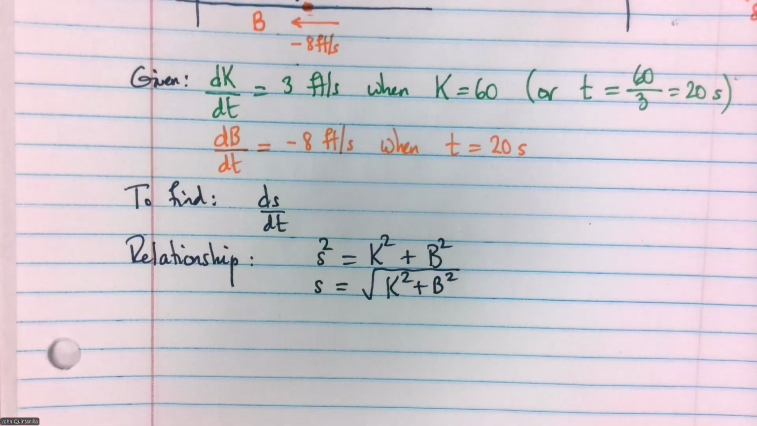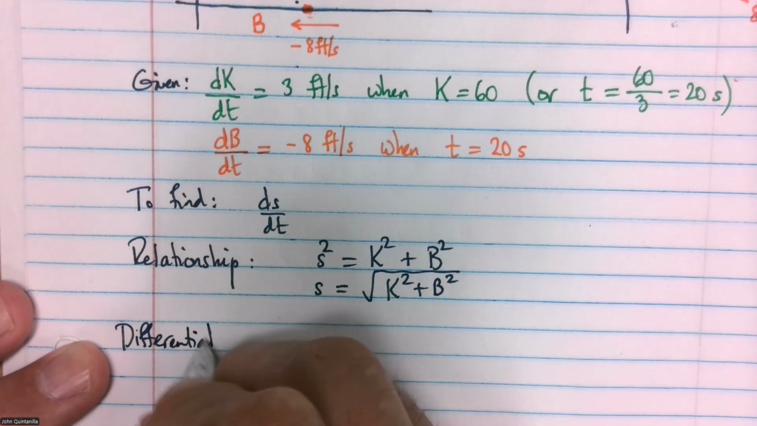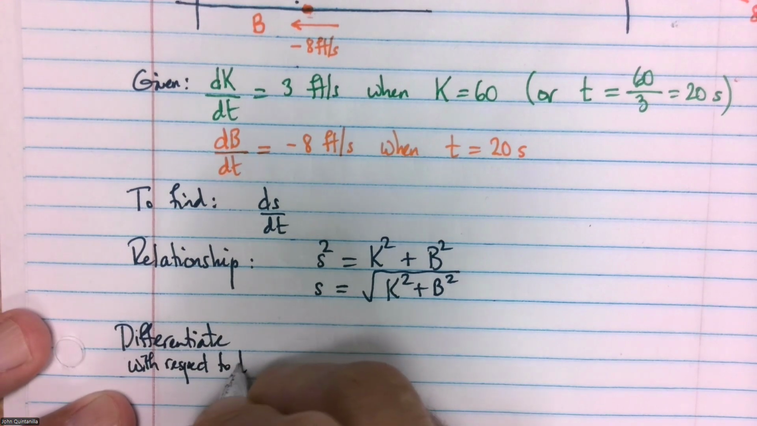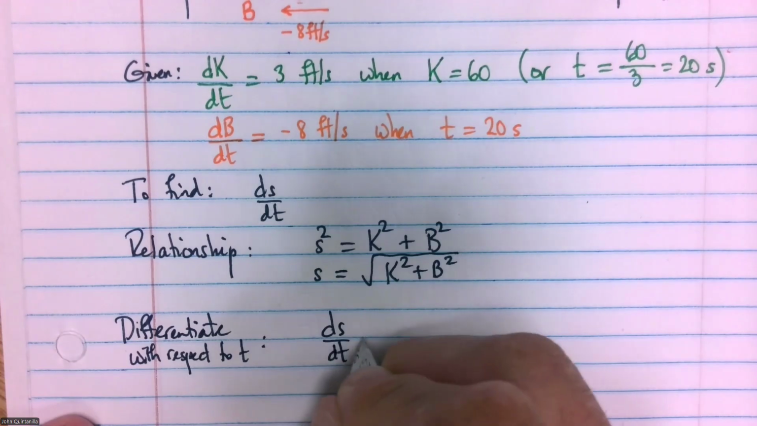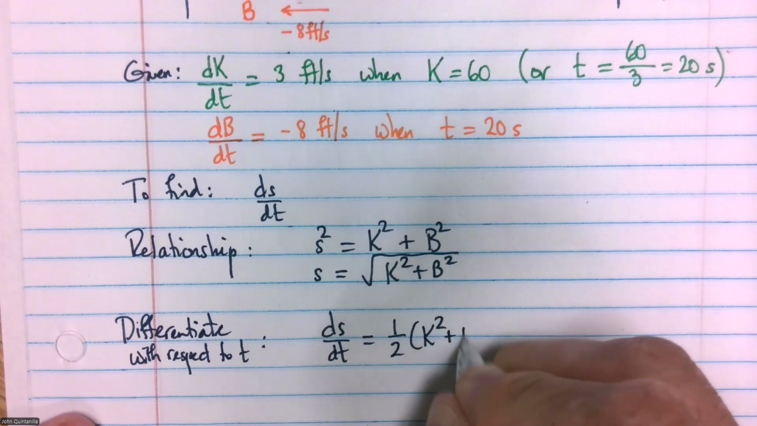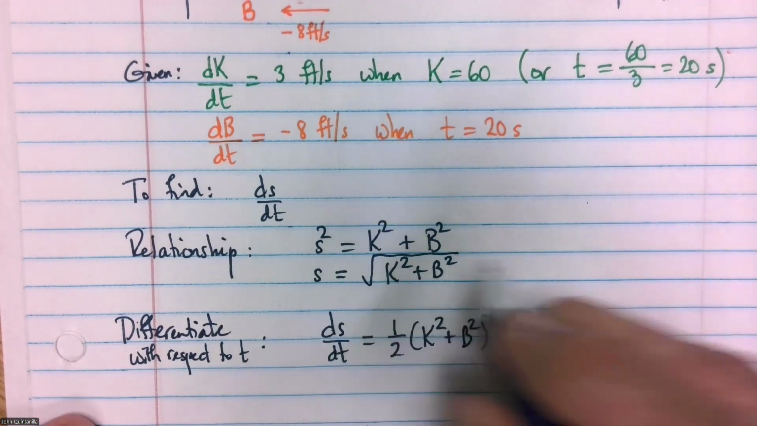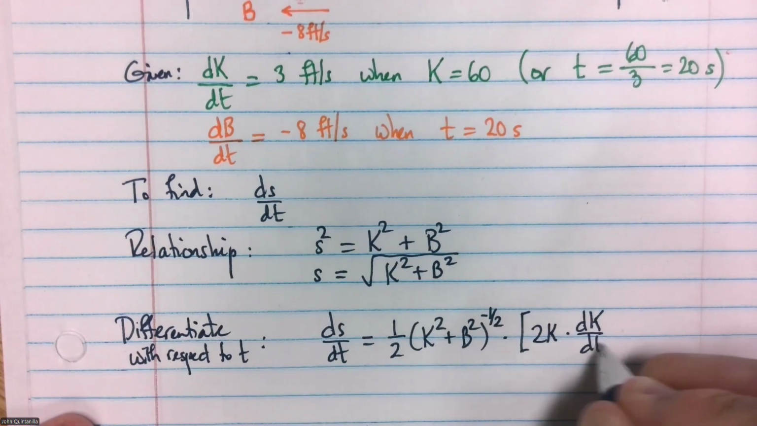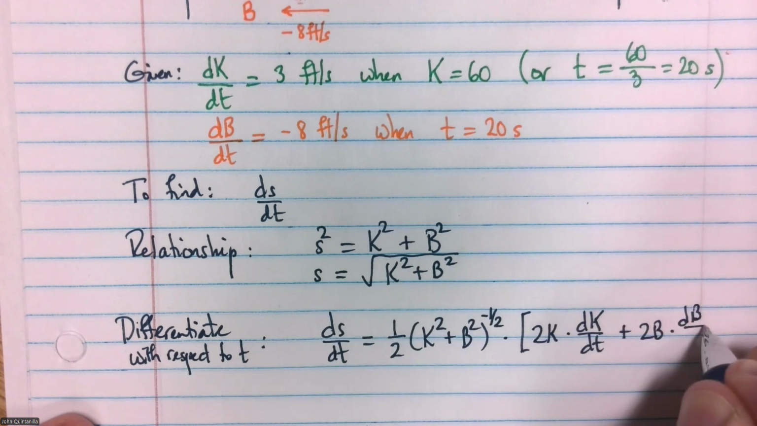The next step is we differentiate with respect to time. So ds/dt is equal to the derivative of the square root. That's going to be 1/2 of the thing inside the square root to the minus 1/2, times the derivative of the inside. The derivative of k squared with respect to t is going to be 2k times dk/dt, and the derivative of b squared with respect to t is going to be 2b times db/dt.